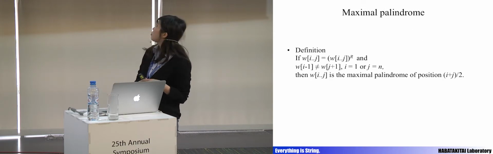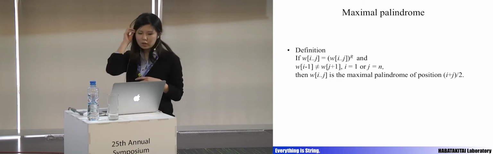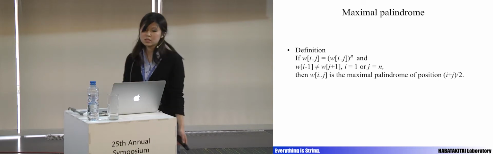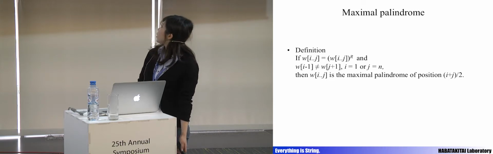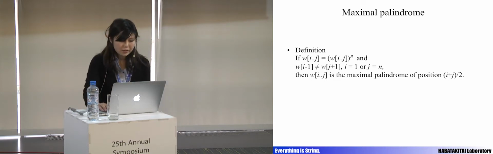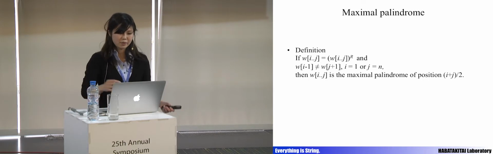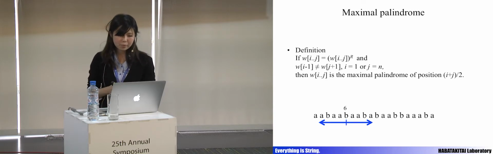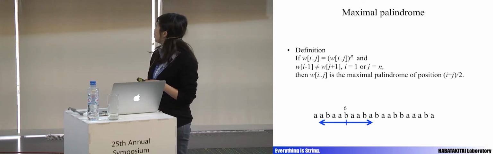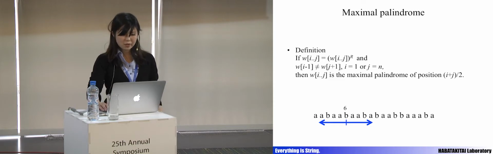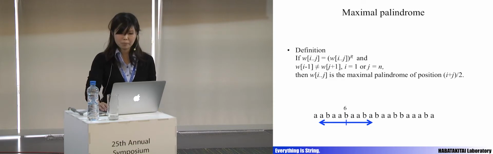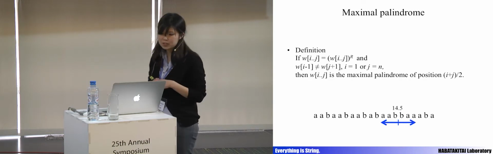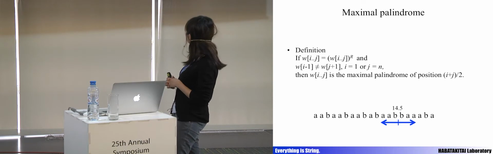This is a definition of maximal palindromes. If a substring of W is a palindrome and cannot be extended to left and right, then it is called a maximal palindrome of W. This is an example of a maximal palindrome. Position 6 is called the center of this maximal palindrome. And this is another example of a maximal palindrome with center 14.5.